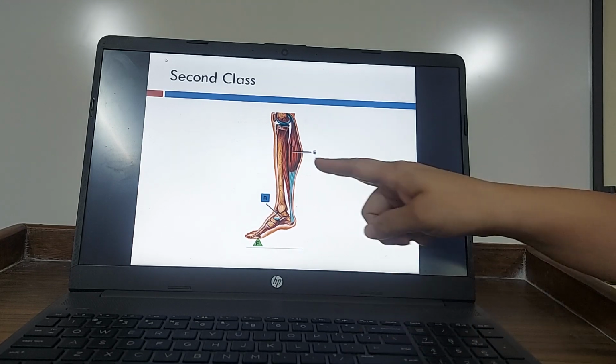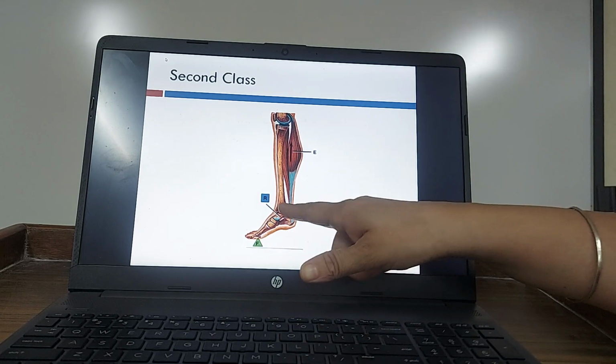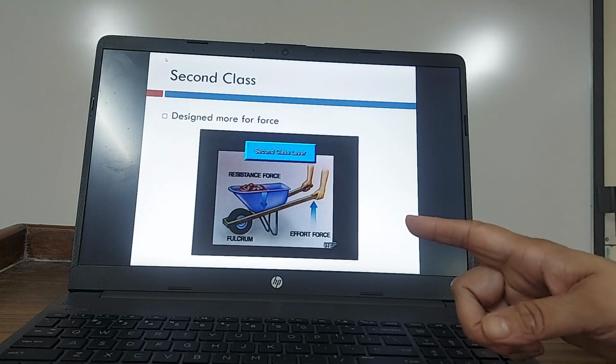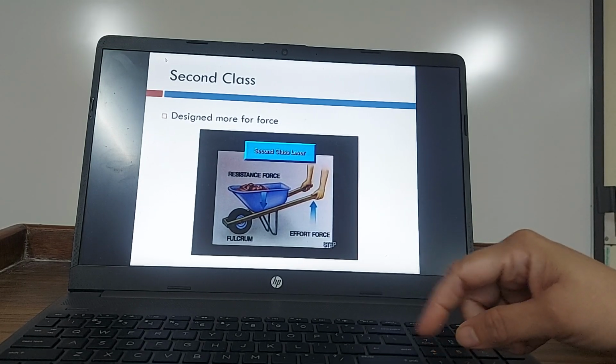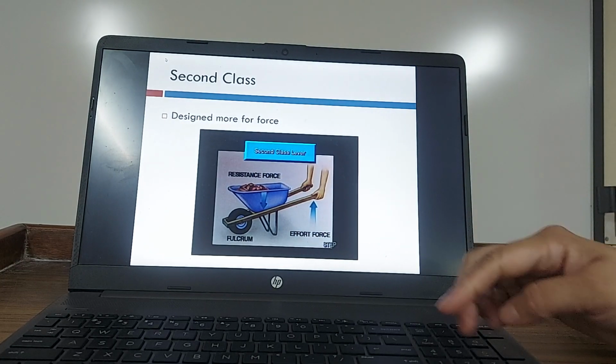You can see here the effort is shown, how the muscle contraction will take place, the fulcrum and the head of the talus. Now, another example of the second class lever can be a wheelbarrow. Fine. Where the load is in between, and the effort is at one end and the fulcrum at the other end.